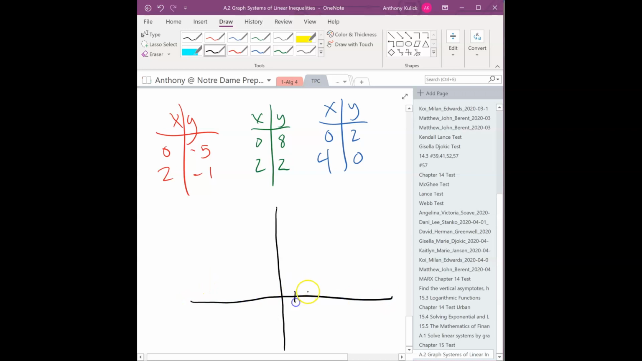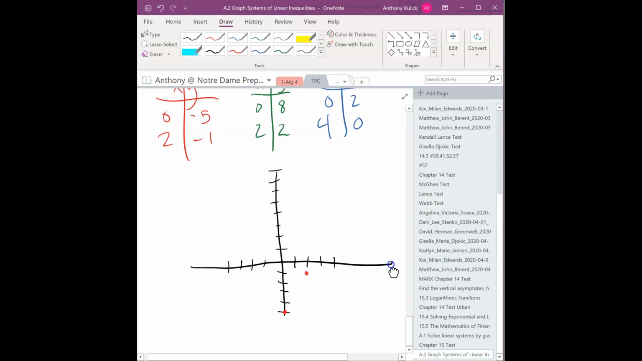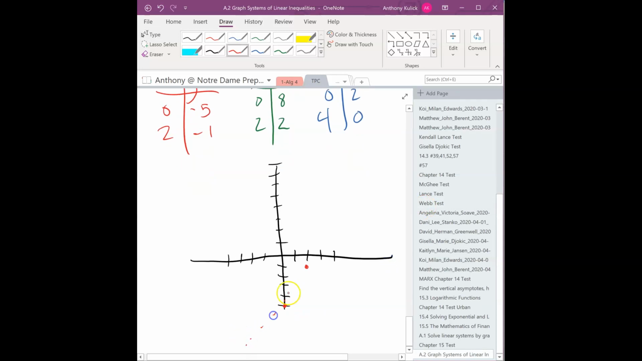So let's see, counting out the grid. So let's start graphing. I have 0, negative 5, and then 2, negative 1. We said this was going to be a dashed line, and we should be shading below.